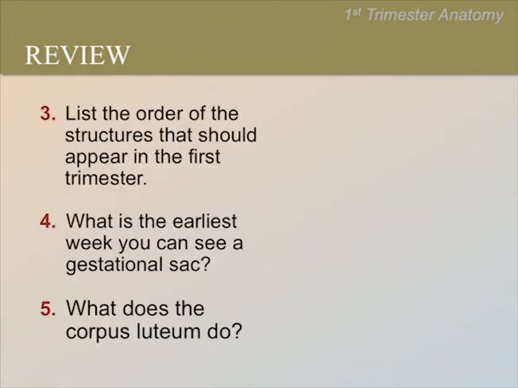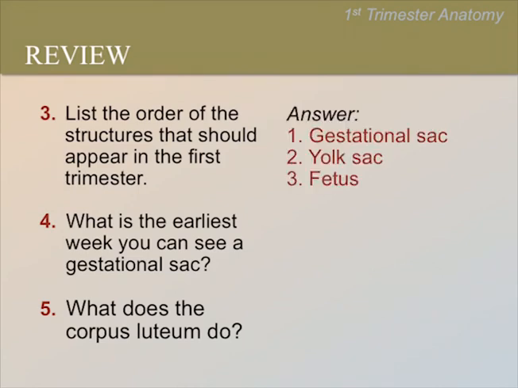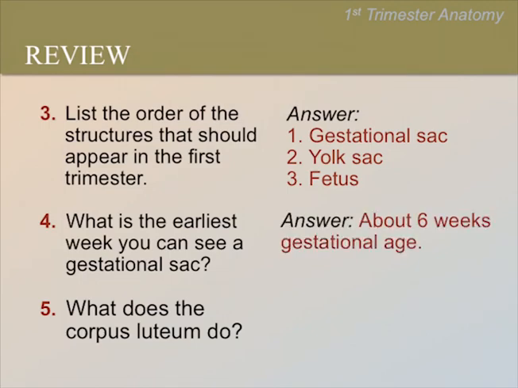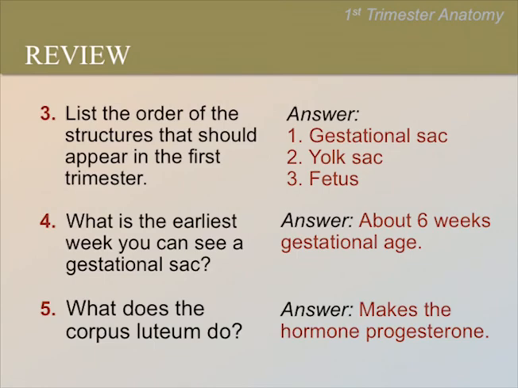List the order of the pregnancy structures that should appear in the first trimester on ultrasound. The answer is a gestational sac, yolk sac, and then a fetus. What is the earliest week you can see a gestational sac? The answer is about 6 weeks gestational age. What does the corpus luteum do? It produces the hormone progesterone.